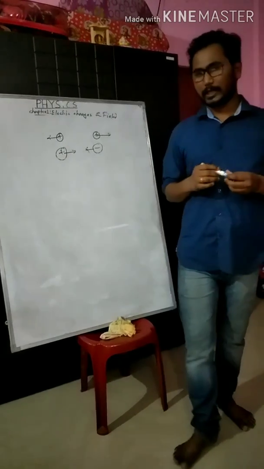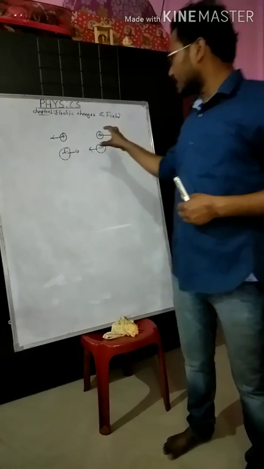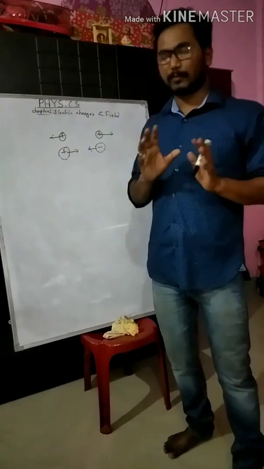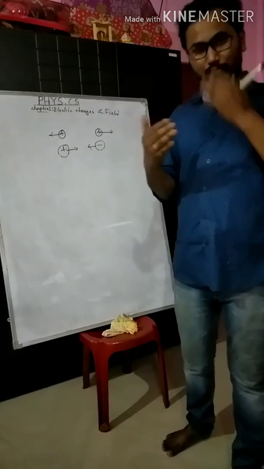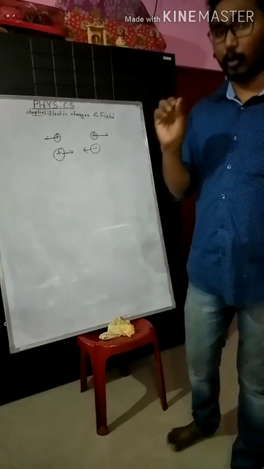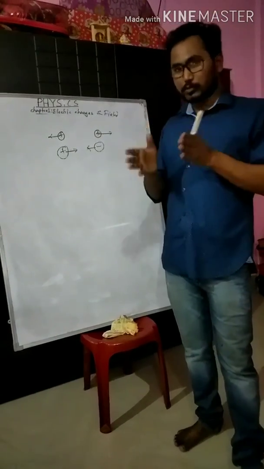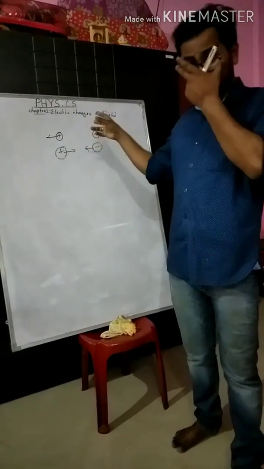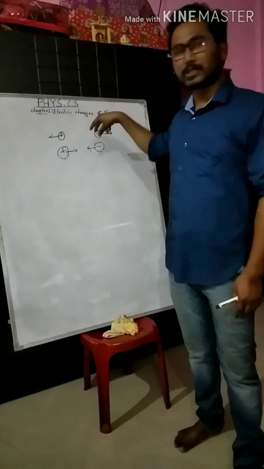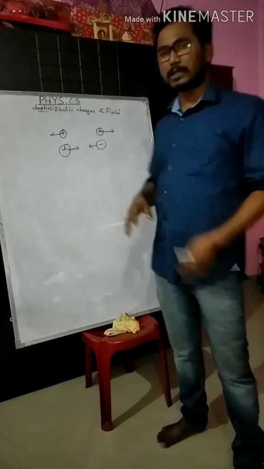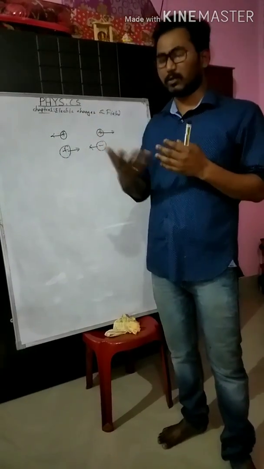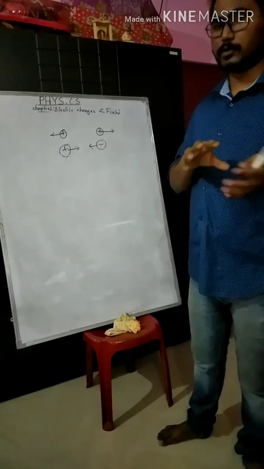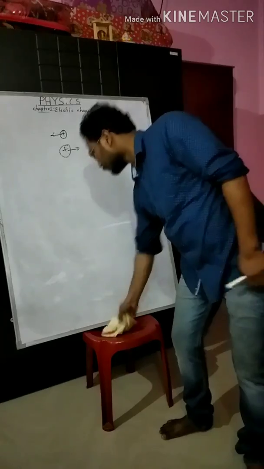Now we can see that these two charges are attracting or repelling by some forces. That force we can find out by a law called Coulomb's law. Coulomb's law deals with how the attraction or repulsion force acts between two charges. Let's find out the expression of that repulsive or attractive force between two charges. Let's see.